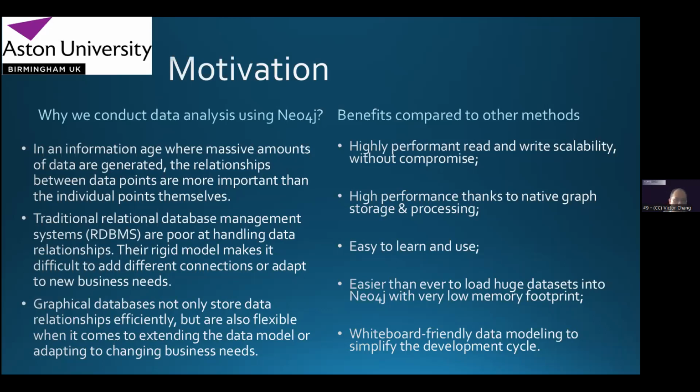Therefore, we use graph databases instead of the typical relational database management system, because they allow us to see things clearly. Obviously, it has the advantages of being able to read and write very quickly, to find the information and save everything very quickly, and it is easy to learn and use, and so on.